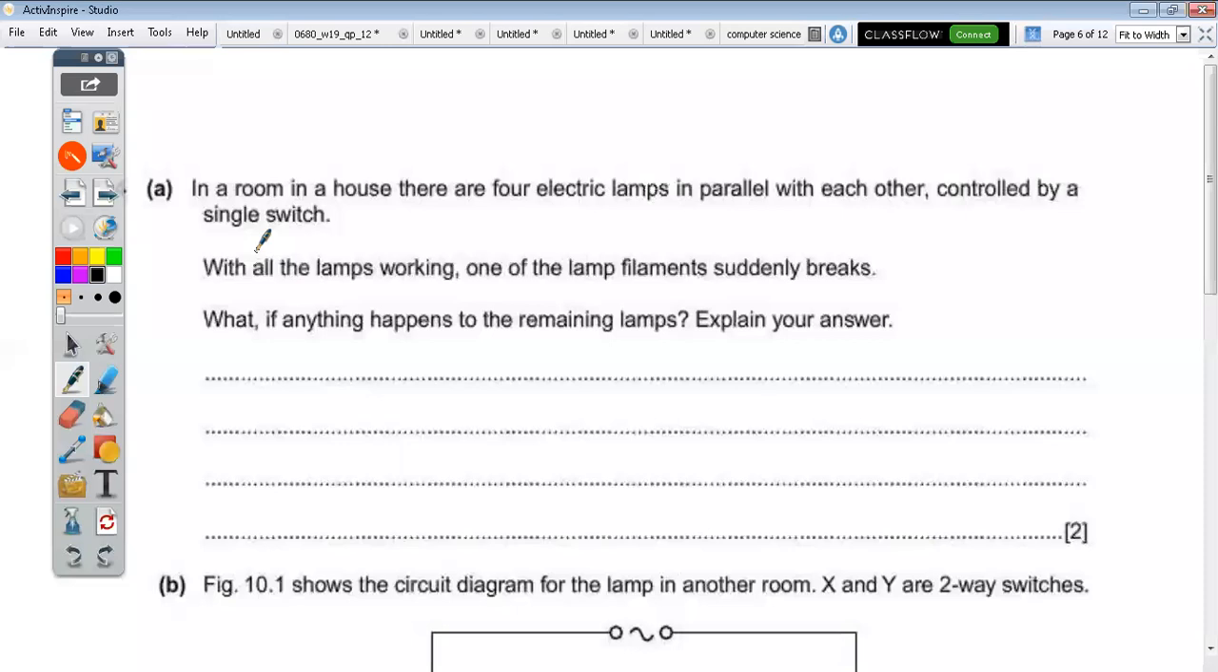Now, in a house, there are 4 electrical lamps in parallel with each other, controlled by a single switch. With all the lamps working, one of the filaments suddenly breaks. What if anything happens to the remaining lamps? Explain your answer. What will happen to the remaining lamps?